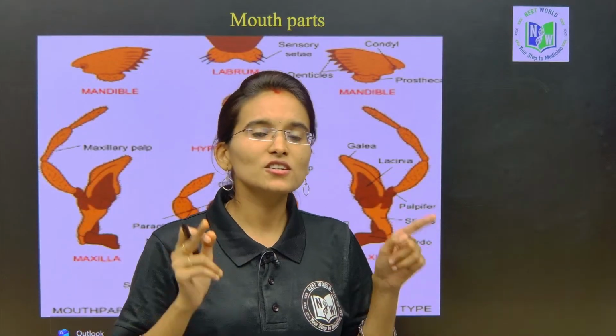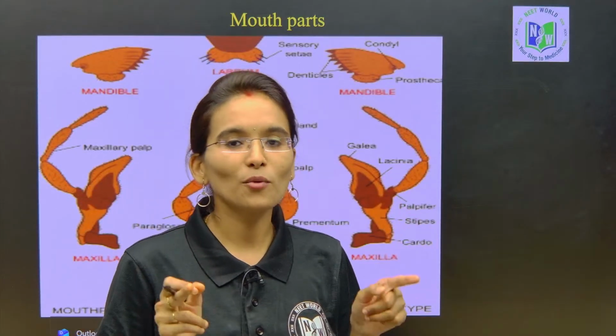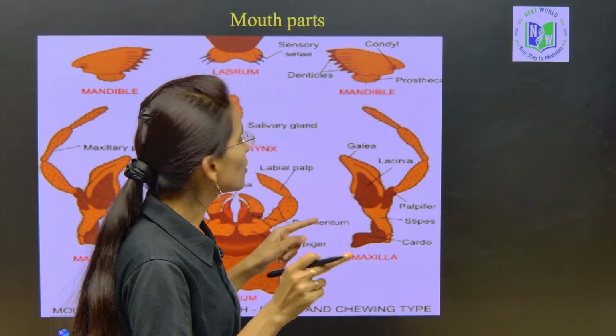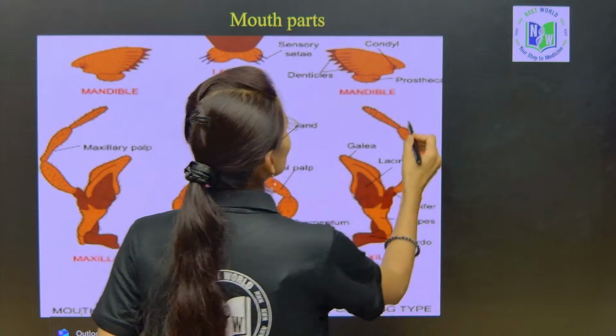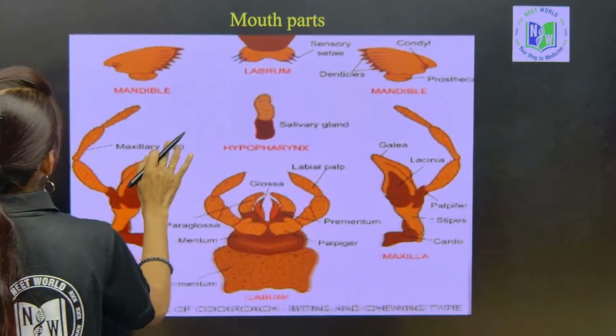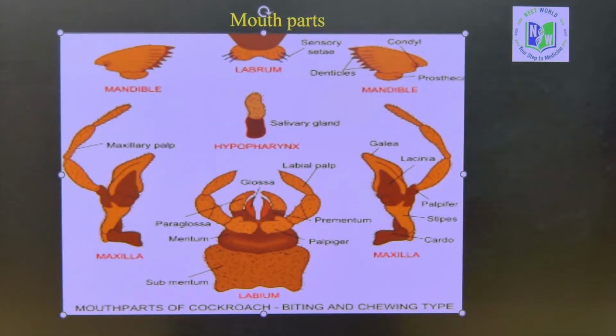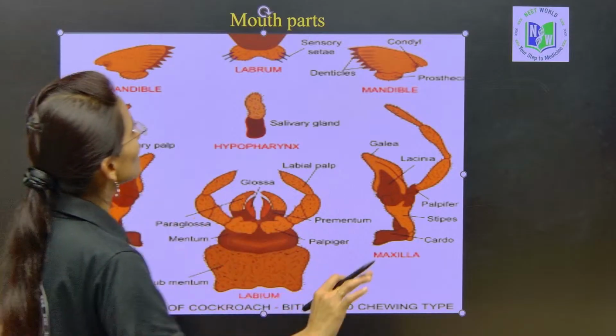So, it is especially important from the IPE point of view. So, we can definitely expect this question for 4 marks. Please make a star mark on this particular diagram. So, definitely you will get this question.